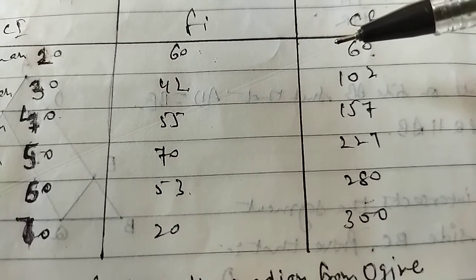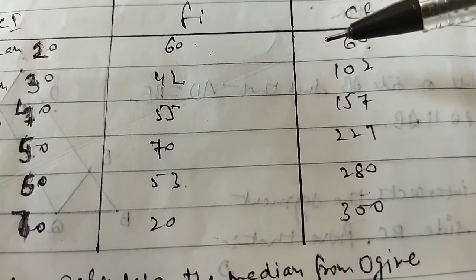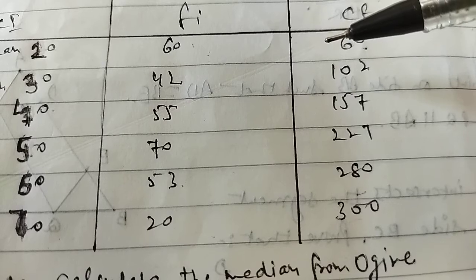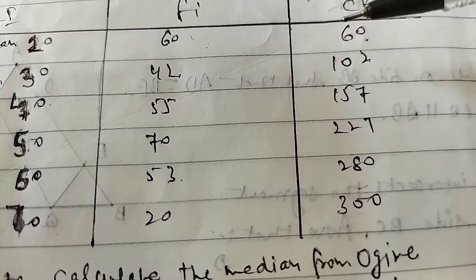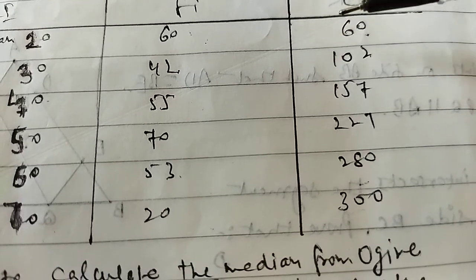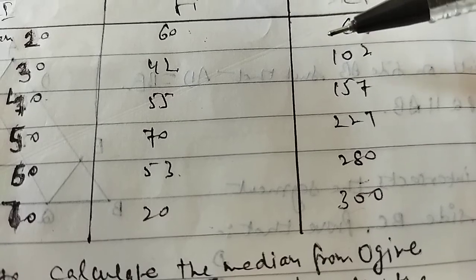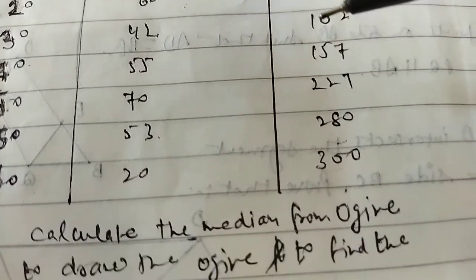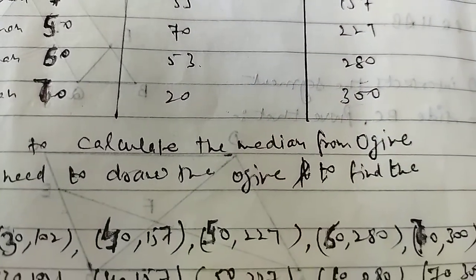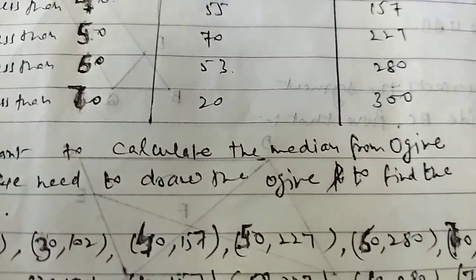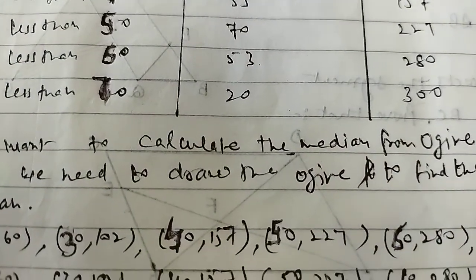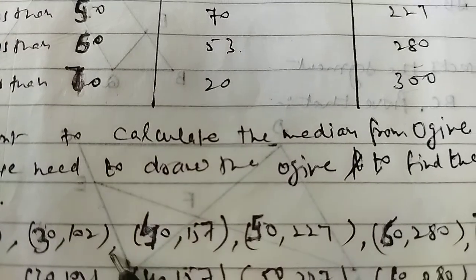What is ogive? This is a Latin word, ogive, O-G-I-V-E. Less than type means a curve I need to draw. From that curve I will be able to calculate the median graphically. So how to draw that curve, that ogive, to find the median for this less than type?